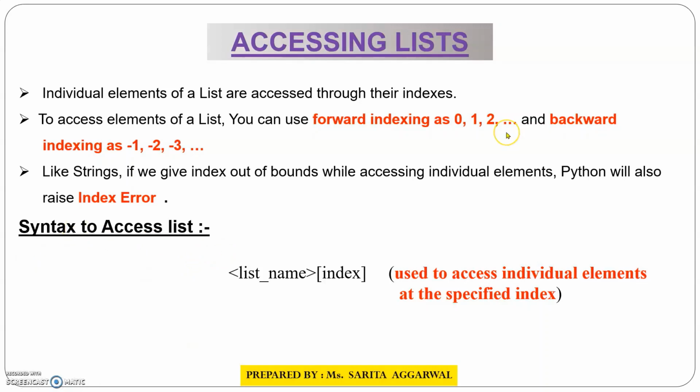Clear? Third. Now syntax to access list: list name and index within square brackets. This is used to access individual elements at the specified index. आप जो भी इंडेक्स से मेंशन करेंगे, suppose your list is L having the 4 elements, then L of 1 means it access the element at the index 1.